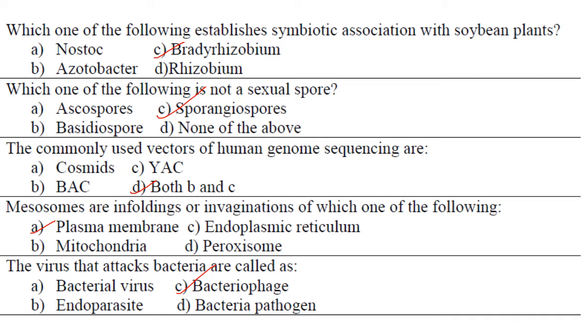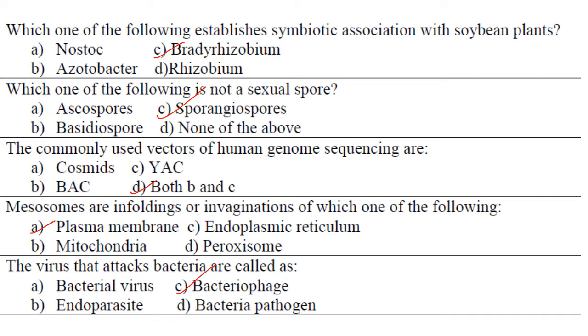Which of the following is not a sexual spore? So, ascospores are sexual spores. Basidiospores are also sexual spores. So, sporangiophore is not a sexual spore. Okay, so answer is option C, sporangiophore.